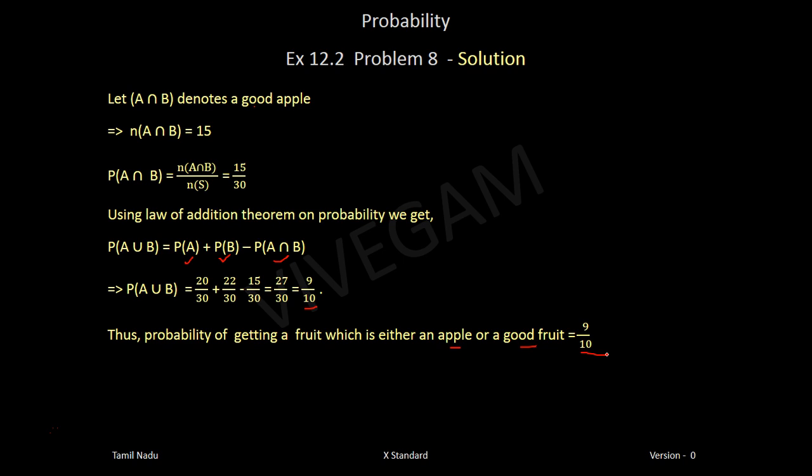Now let's extend the same problem like the previous case. Probability of selecting a fruit which is neither an apple nor a good fruit. How will you do it? That is nothing but 1 minus 9 by 10.